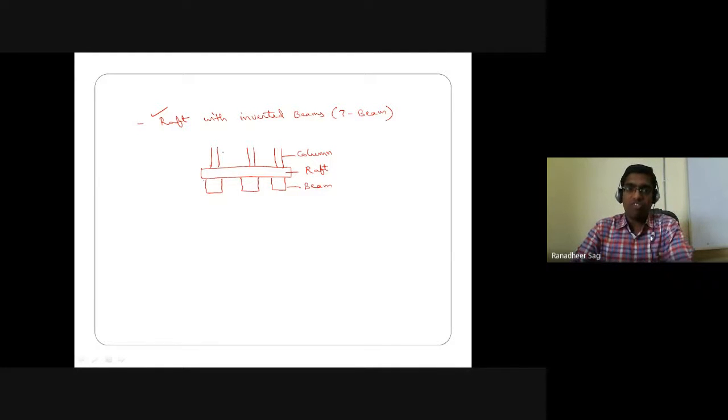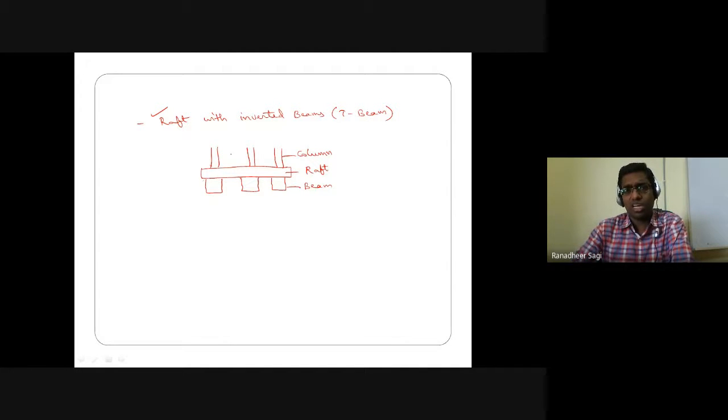This particular type of raft with inverted beams is something you can prefer in the case of expansive soils, so that you have some free space available below the raft region in between the beam cross sections below the raft. In between the individual beams you have some free space, so the free expansion which was supposed to happen in the expansive soil can be accommodated into that free space, which can minimize the effect of swelling on such a foundation.